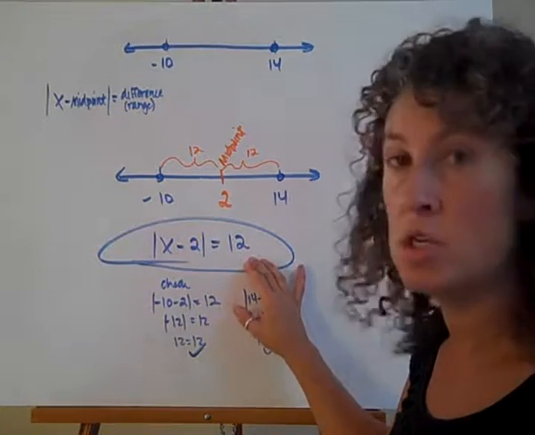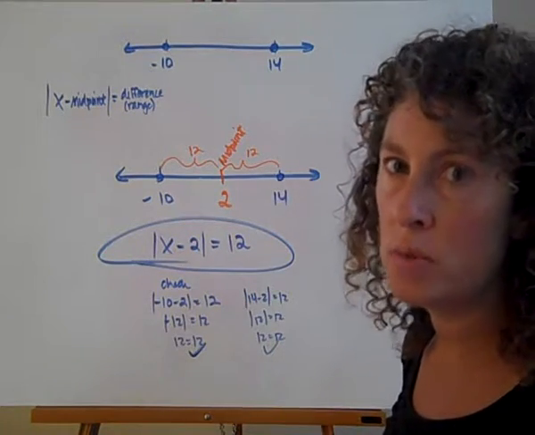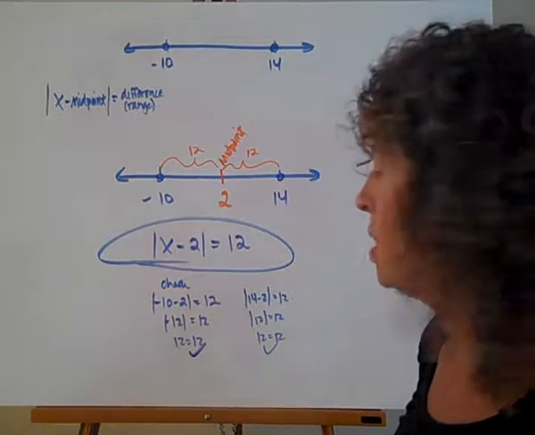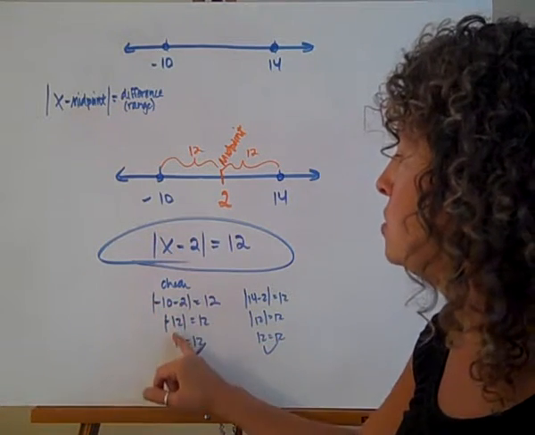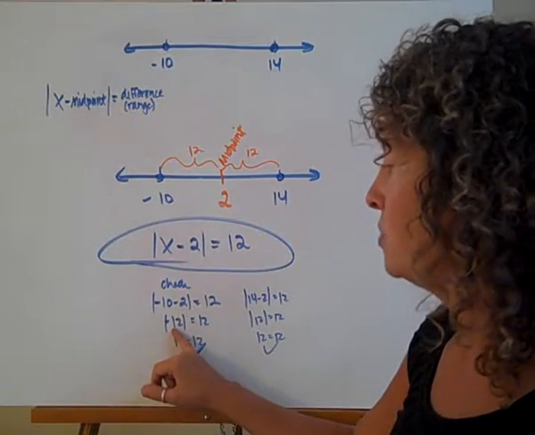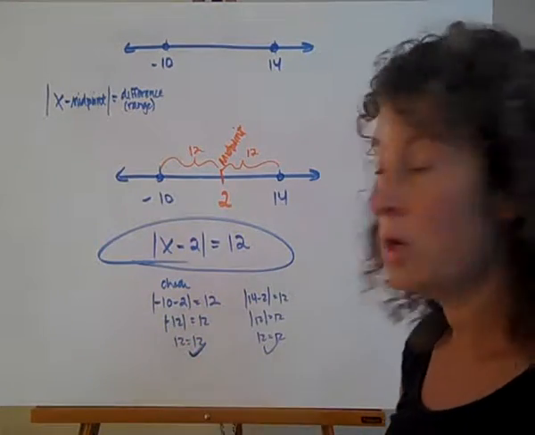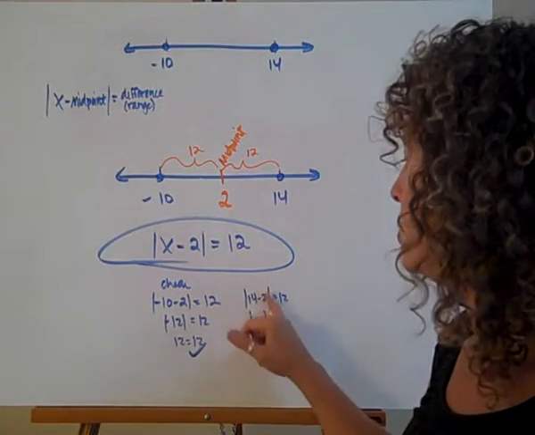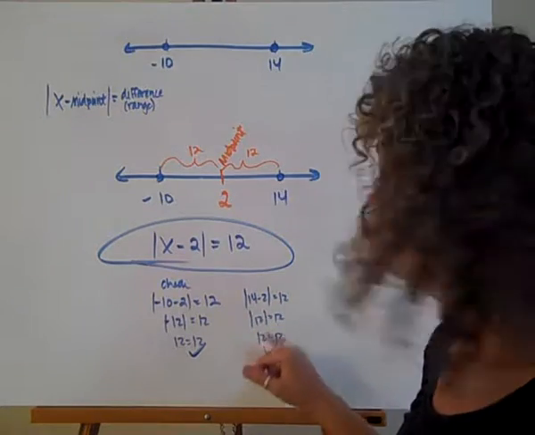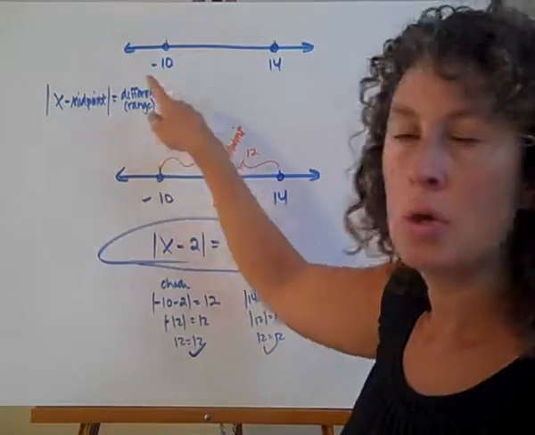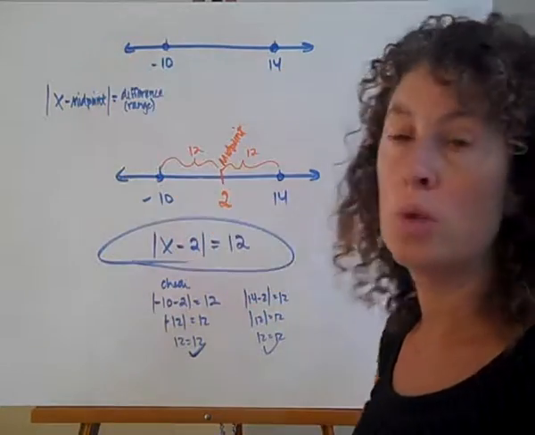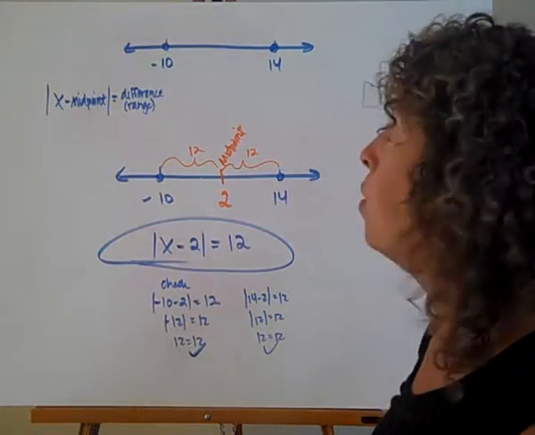So there's my equation. I always check my equations just to make sure that it actually works the way I want it to. So if I put negative 10 into here, negative 10 minus 2 gives me an absolute value of negative 12, which is 12. That works. If I plug 14 in here, 14 minus 2 gives me 12. Absolute value of 12 is also 12. So this is the basic setup that you're going to have for an absolute value equation when you're writing it, either from a word problem or from a graph.